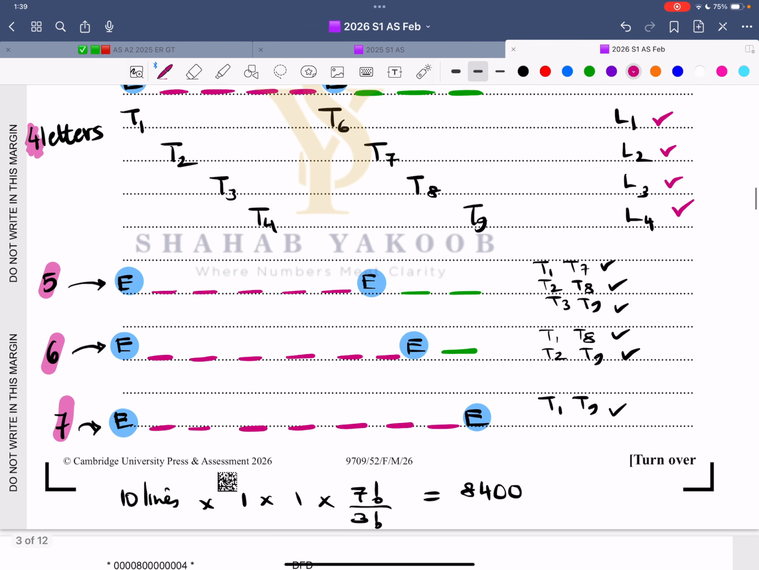Now for 5, also the space is not that much. Otherwise, I would have written it. So I've just written it very, very small on the sidelines. So first position, 7th position, 2nd and 8th, 3rd and 9th. How many more lines are there? So this is line 5, line 6, line 7.